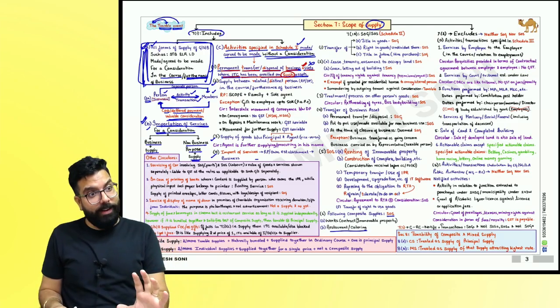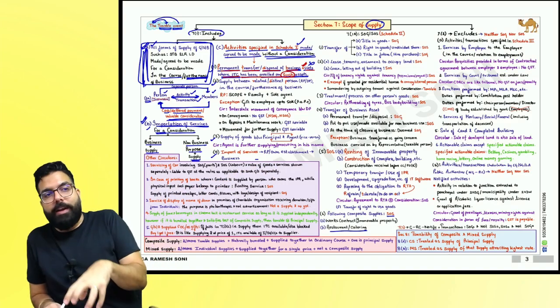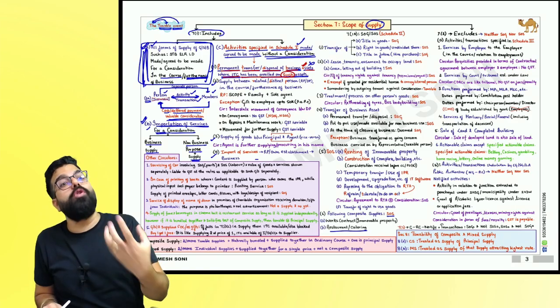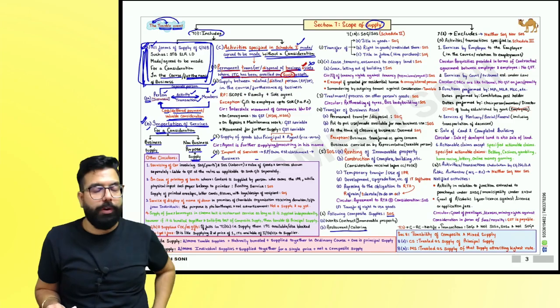When to take ITC, how to take ITC, all those discussions will come. As of now, you are only in the theoretical concept. How to take ITC, that will also come. How to pay GST, all those things will come. Slowly it will come, don't worry.